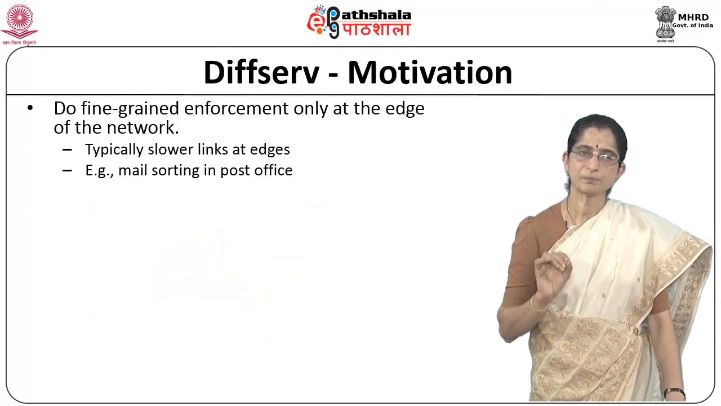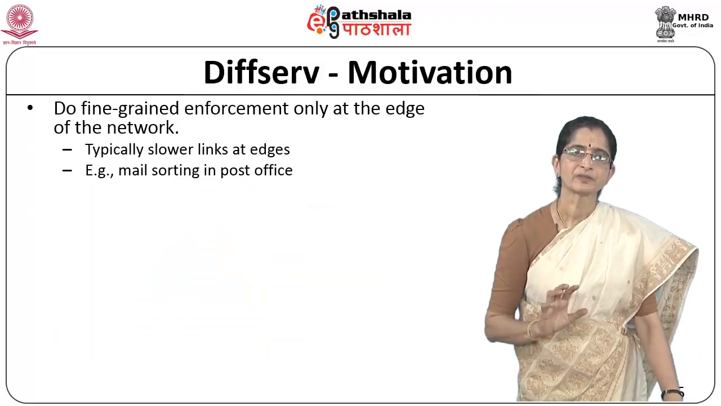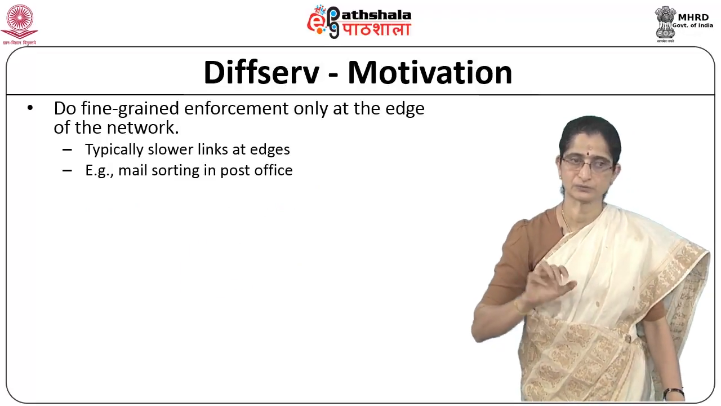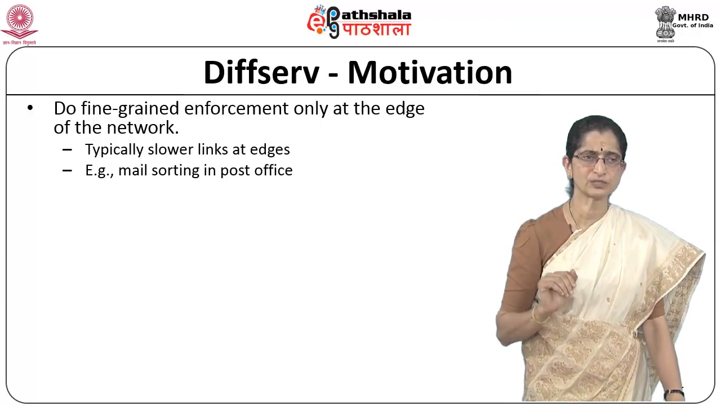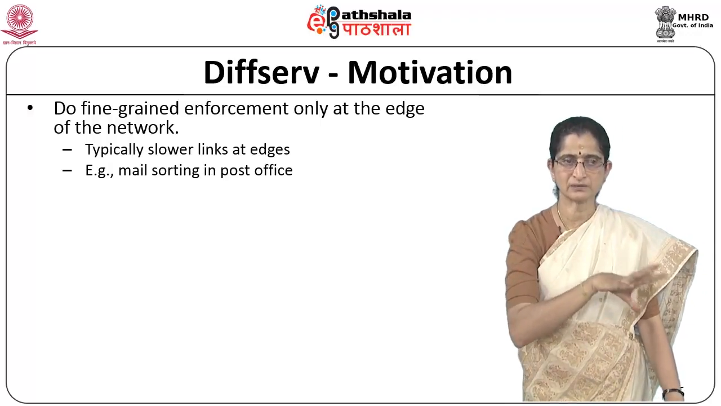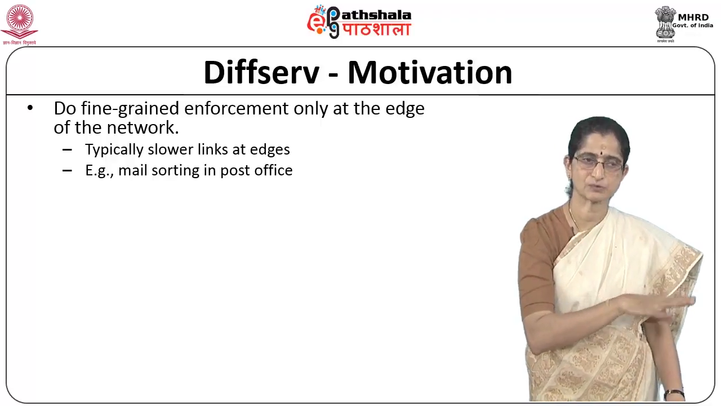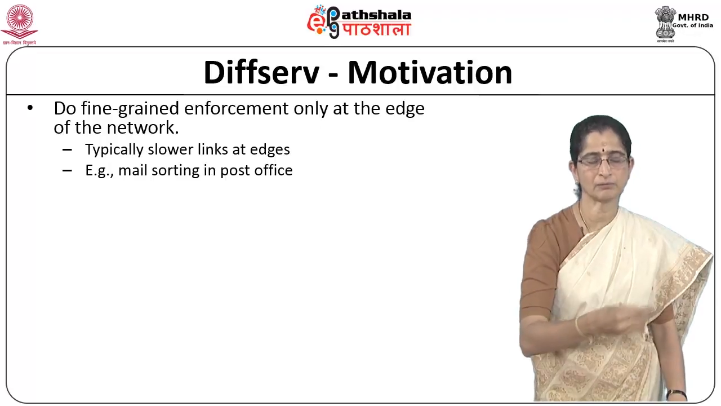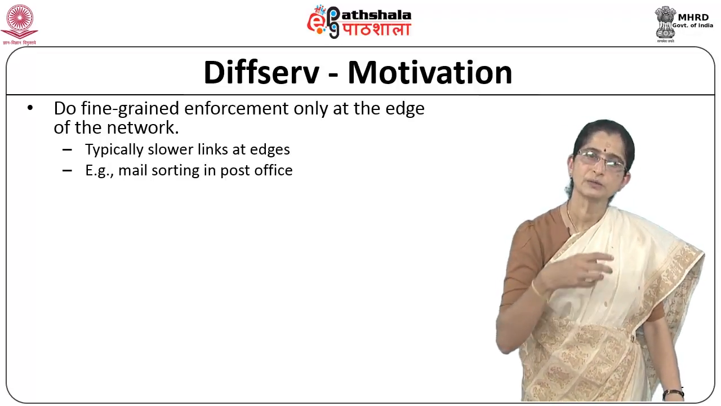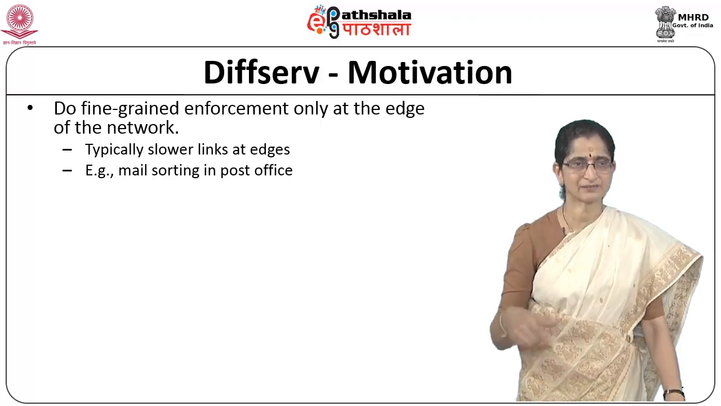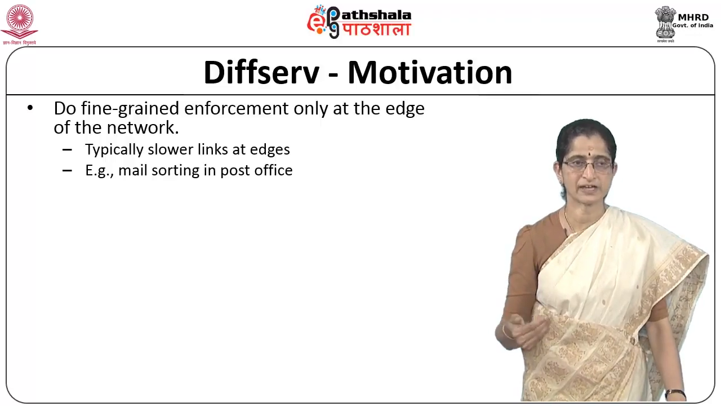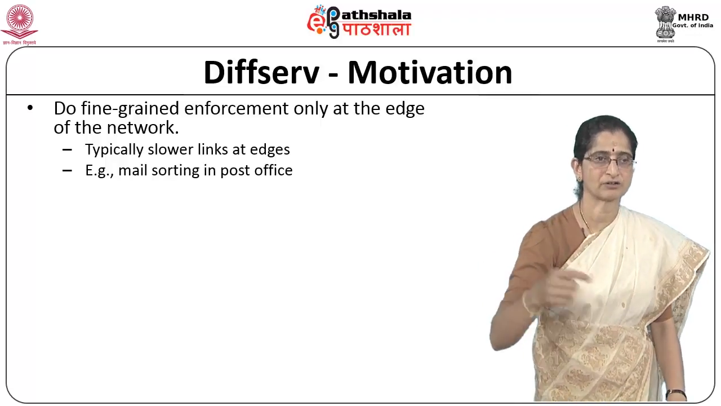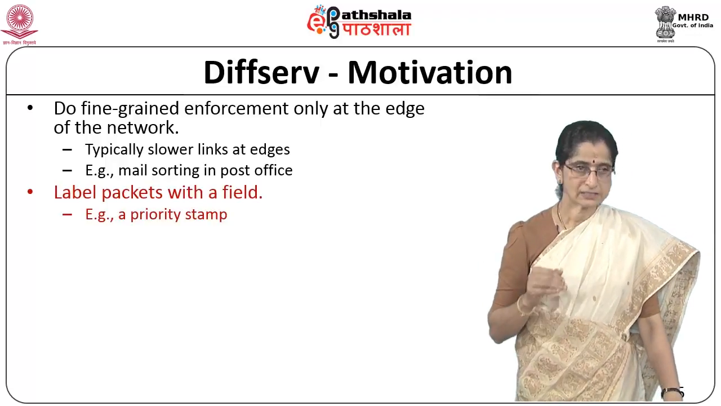The basic motivation for DiffServ is that whatever fine-grained enforcement you want to do, you do it only at the edge of the network, not at the core. Why can we afford to do this? It is because typically things are happening a little slower at the edges, because they are connected to slower links. So, you can afford to do per flow processing of the packets that are coming in there. It is like mail sorting in a post office, where every mail is taken, sorted and so on. This is the first thing.